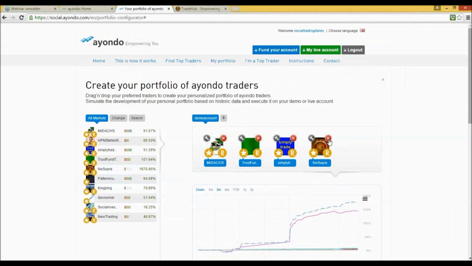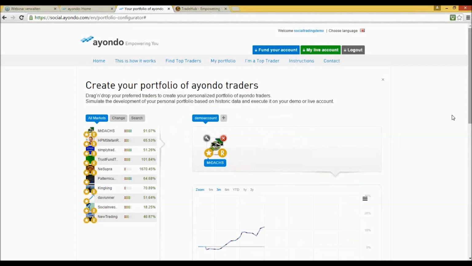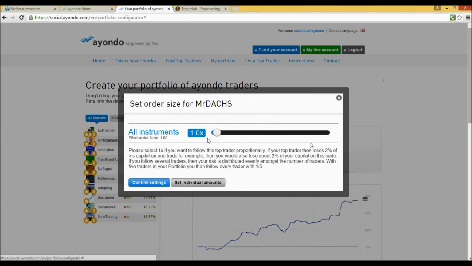So what I'm going to do is take off all traders but one. At the moment I've got Mr. Dax, who's the only one. Now once I click on the spanner, it will show me the effective risk factor. So whenever Mr. Dax trades, I'll be following him 1 times. And just underneath, it shows me the effective risk factor is 1 times. So when Mr. Dax takes a 5% risk, I will also take a 5% risk on my account.